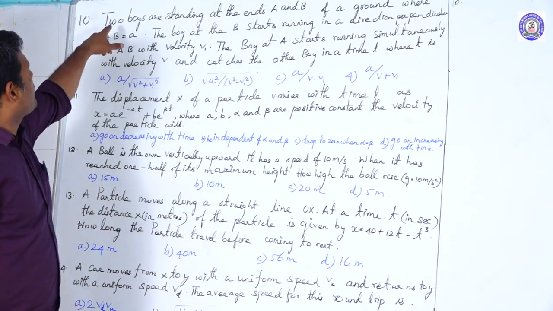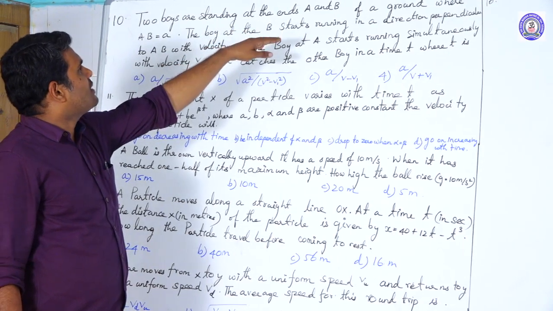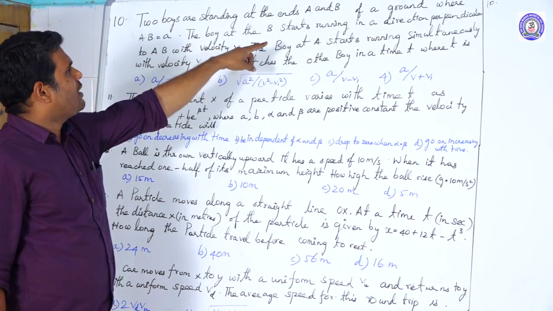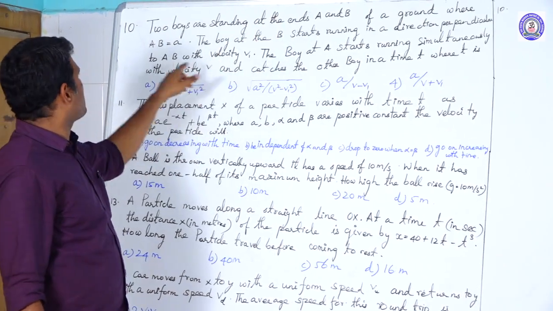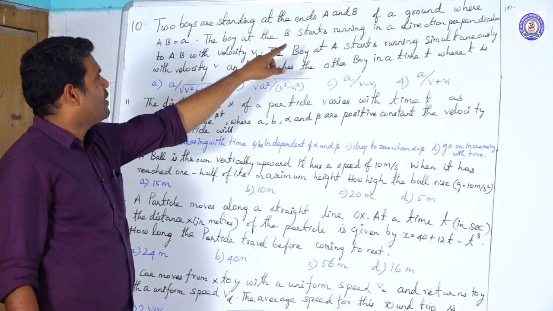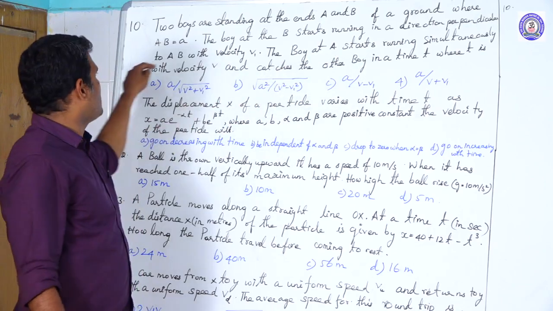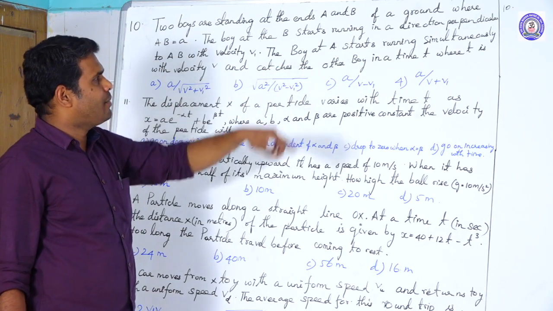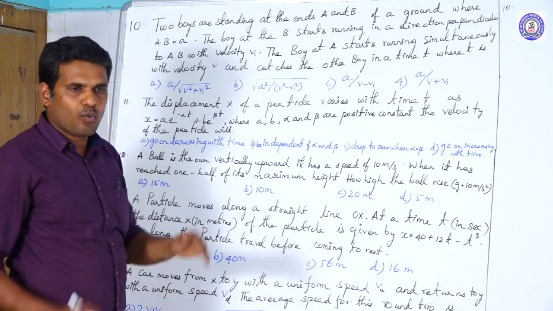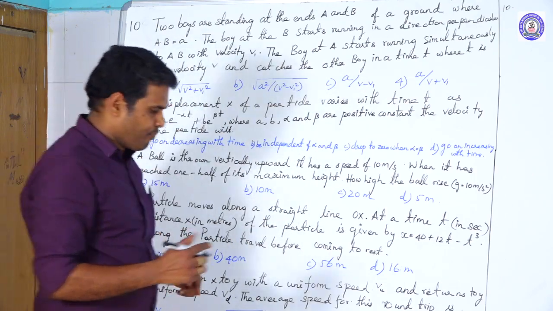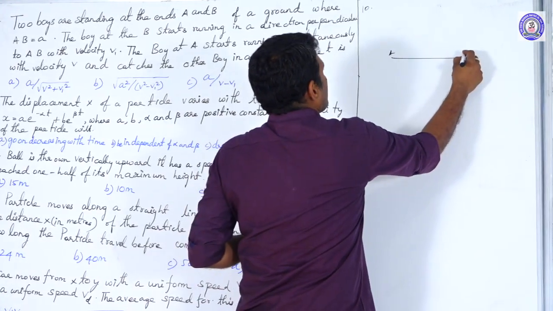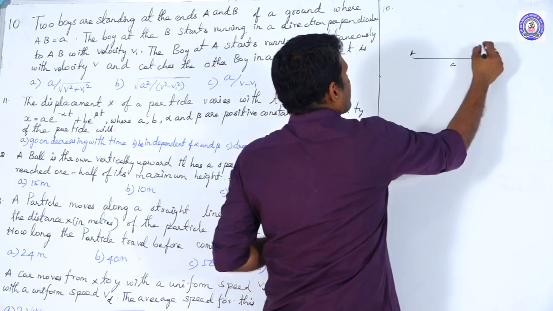Next question. Two boys are standing at the ends A and B of a ground where AB equals a. The boy at B starts running in a direction perpendicular to AB with velocity v1. The boy at A starts running simultaneously with a velocity v and catches the other boy in a time t. At what time will these two fellows meet? A and B are the two positions where two boys are standing. They are at a distance a.